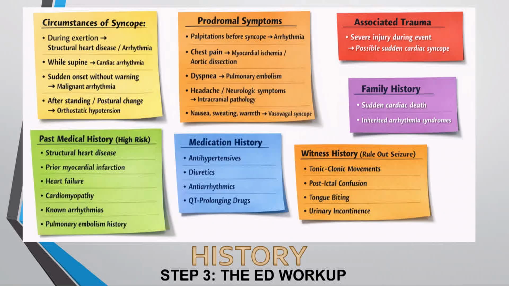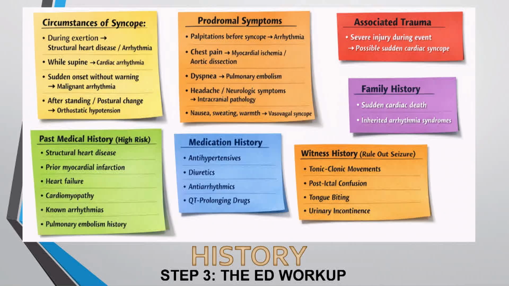Also take a short medical history, like whether the patient had structural heart disease, prior MI, heart failure, cardiomyopathy, known arrhythmias, or a risk for pulmonary embolism. And what was the prodromal symptom? Just before the patient collapsed, was there palpitation? Was there chest pain? Was there dyspnea? Or was it headache or any neurological symptoms that led to the syncope? Was there nausea, sweating, or warmth, which could indicate a vasovagal syncope in this patient?